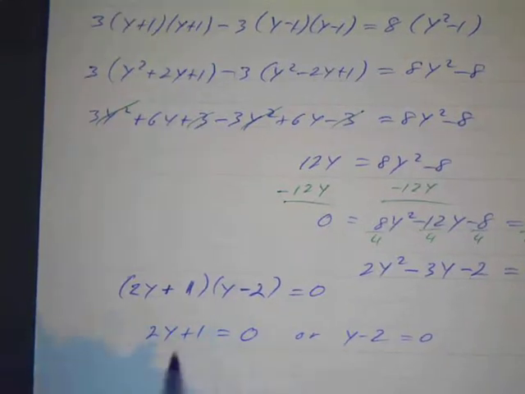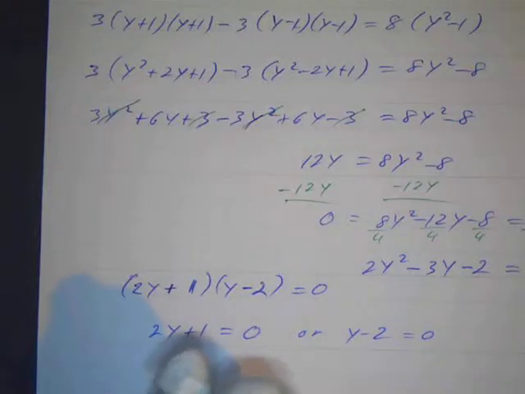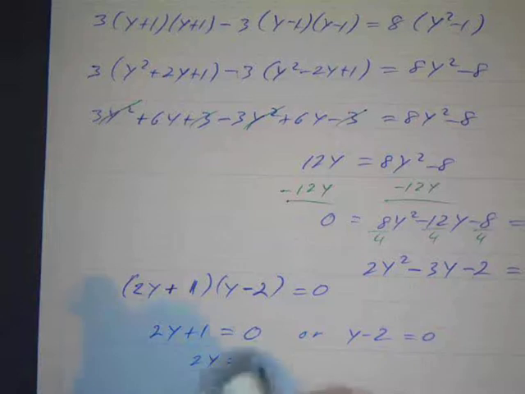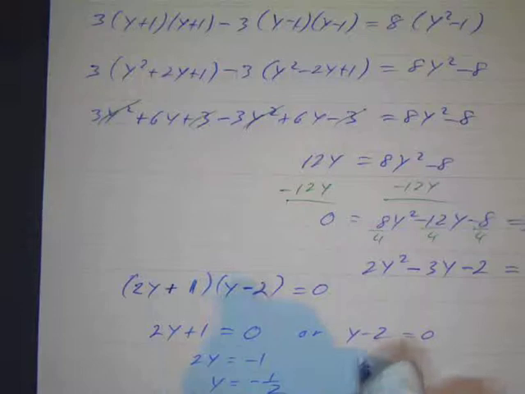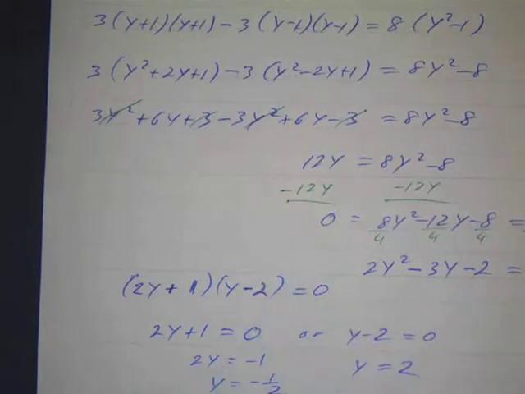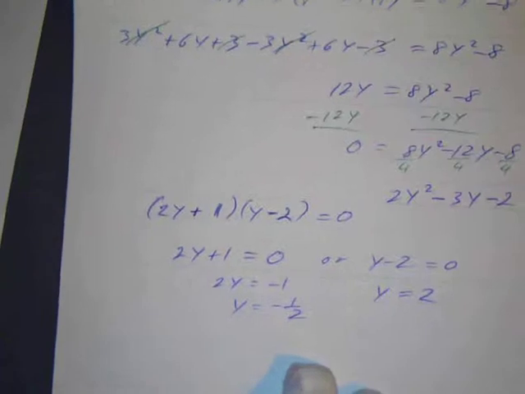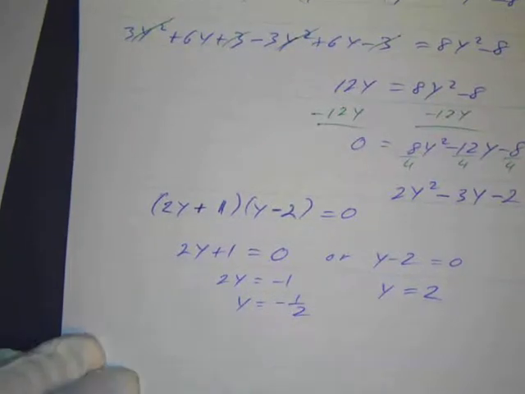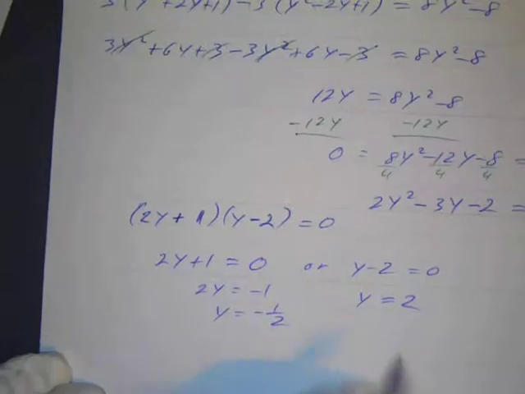If I solve this, if I subtract 1 from both sides, 2y equals negative 1, y equals negative 1/2, and if I add 2, y equals 2. So I got two possibilities. Now we usually have to check these fractions, so it becomes kind of a bit of a hassle. But you really want to check your equations to make sure it works out.